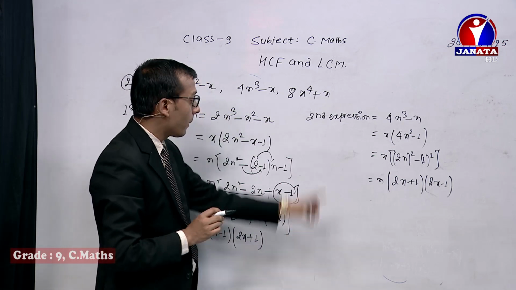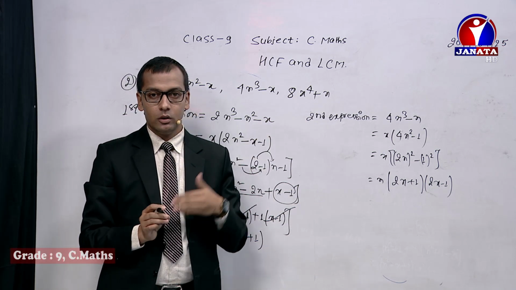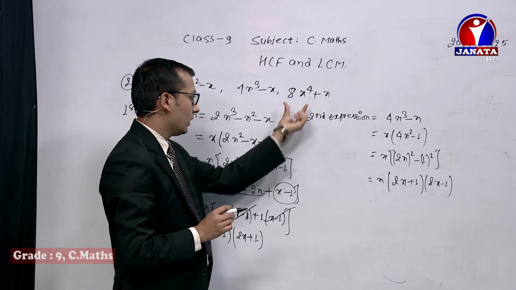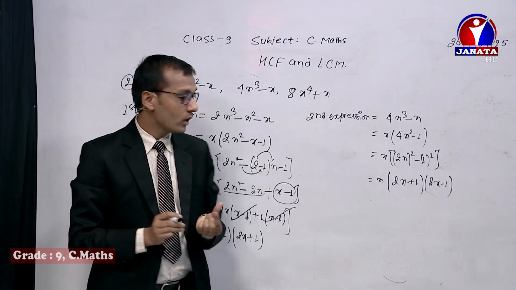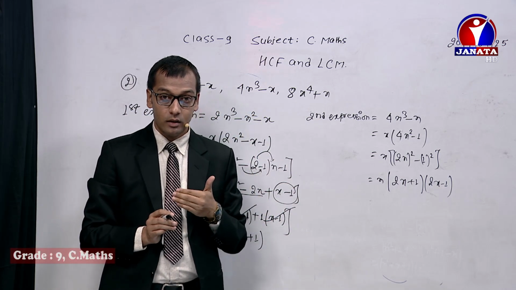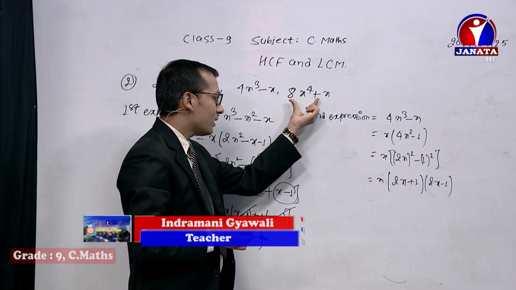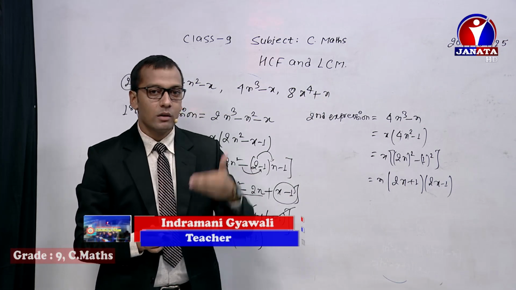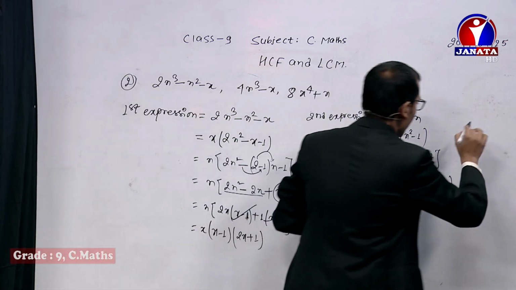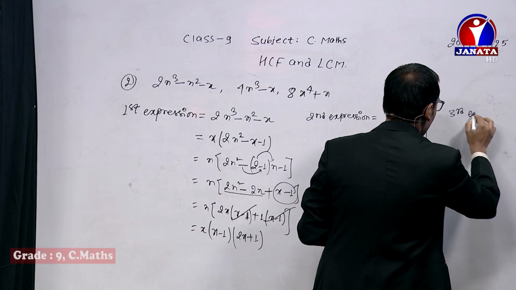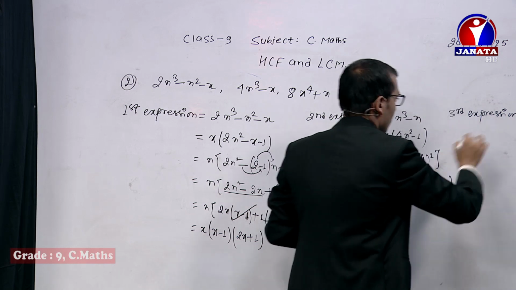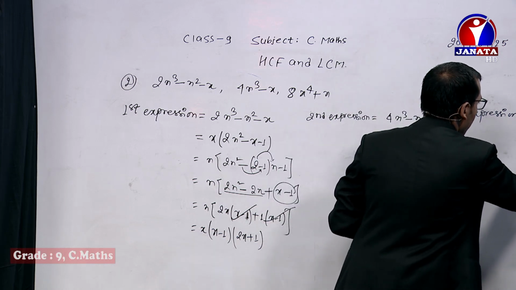Now similarly, we have the third expression. The third expression is 8x to the power 4 plus x. Again, in the third expression there are two terms. Both terms contain at least one x. So we can take x common and then factorize. Third expression, let me write here. It is 8x to the power 4 plus x.